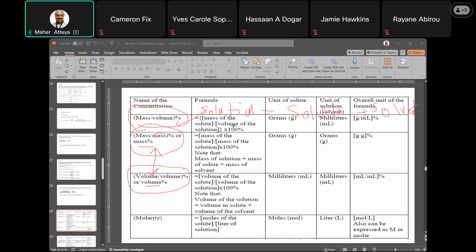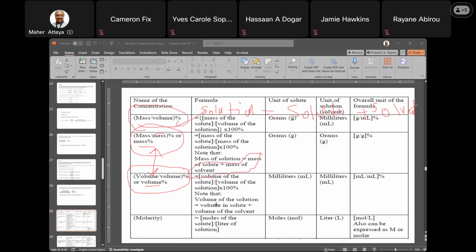Let's look at the definition here. Mass over mass, or mass percentage, is the mass of the solute divided by the mass of the solution. Note that the mass of the solution is the mass of both the solvent and the solute.